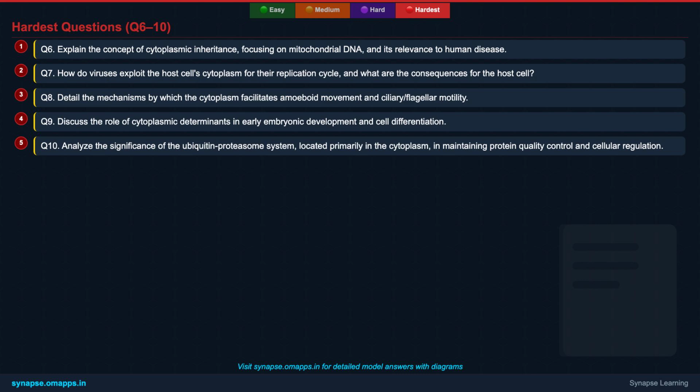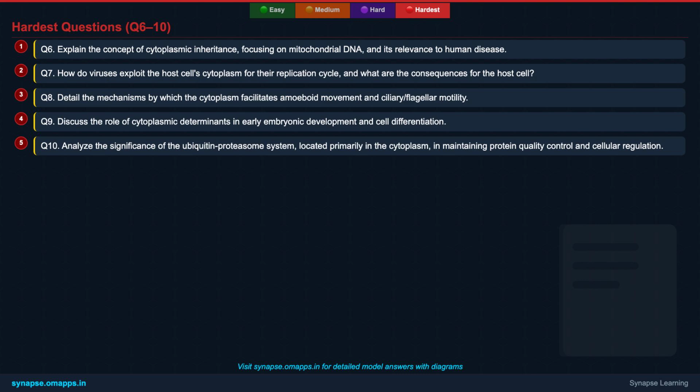Question 6. Explain the concept of cytoplasmic inheritance, focusing on mitochondrial DNA and its relevance to human disease. Question 7. How do viruses exploit the host cell's cytoplasm for their replication cycle, and what are the consequences for the host cell? Question 8. Detail the mechanisms by which the cytoplasm facilitates amoeboid movement and ciliary and flagellar motility. Question 9. Discuss the role of cytoplasmic determinants in early embryonic development and cell differentiation.